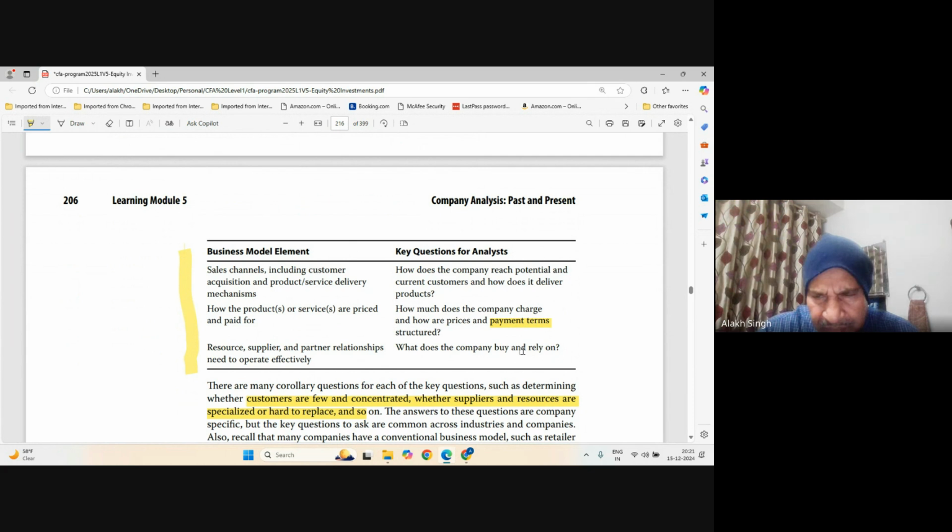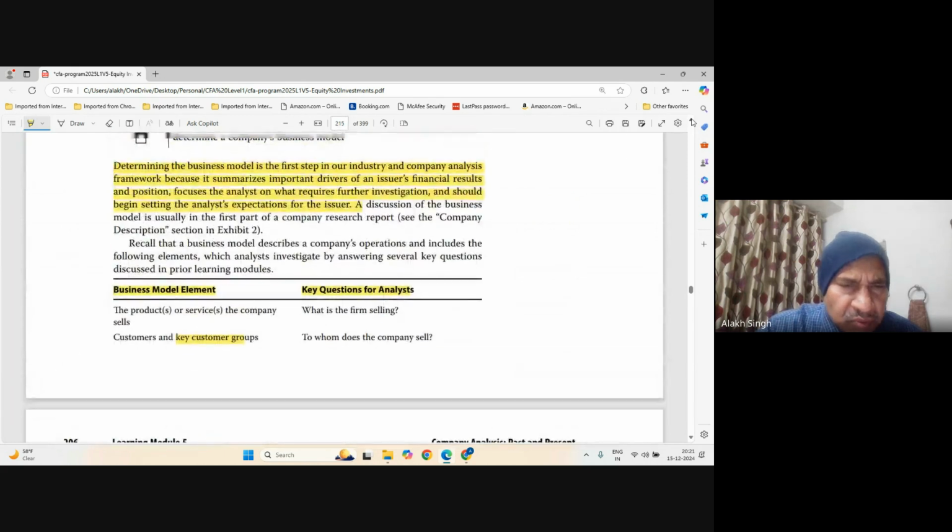And what does the company buy and rely on? Here is the power of suppliers, supplier partner relationships. It is possible that suppliers might be financing, as they finance Apple. So basically, it is the 5 forces of Michael Porter, and that is what this analysis is. So that tells us about the business model.